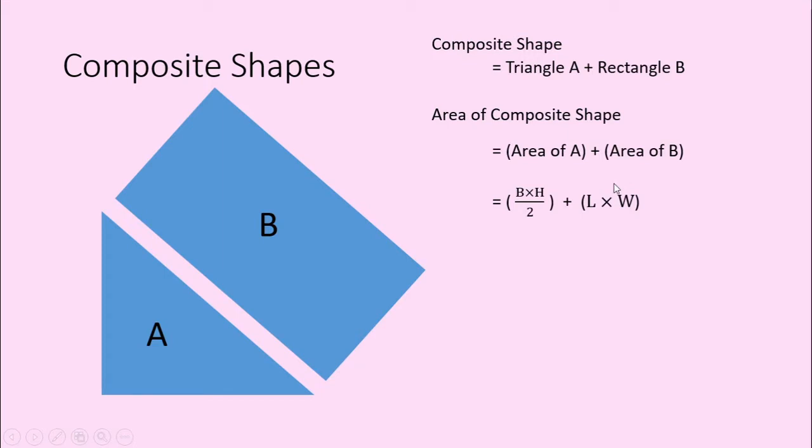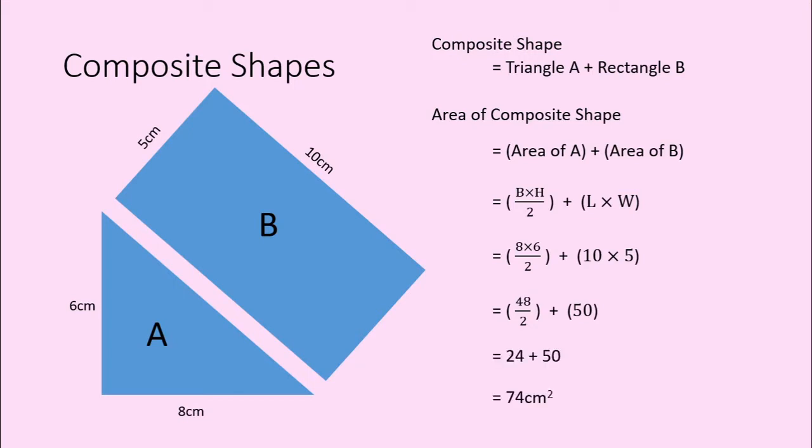Now I can't calculate anything if I don't have any values for my formula, so let me give you some values for the shape here. Now I can clearly see that the base of triangle A is 8, and its height is 6, while the length of B is 10, and its width is 5. So I'll go ahead and substitute those values into my formula. Now that I've got some numbers in my formula, I can do some calculating. 8 times 6 is 48, 10 times 5 is 50, so I've got 48 over 2 plus 50. 48 over 2, that's 24, so this is 24 plus 50, which is 74.